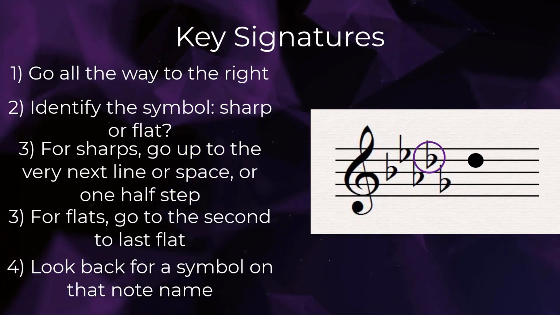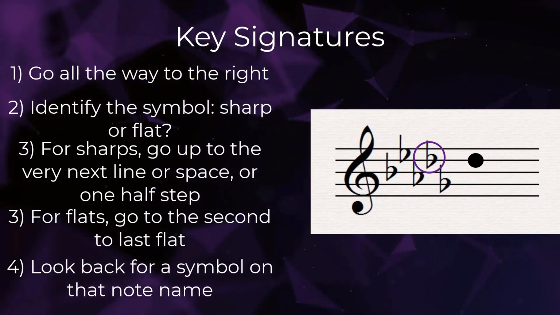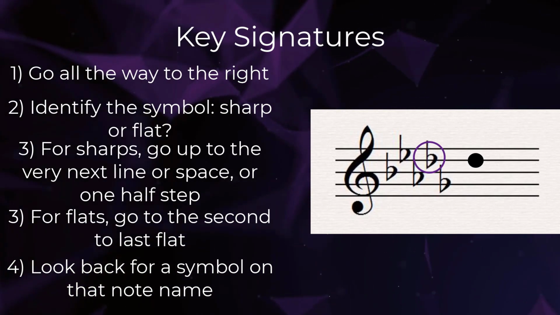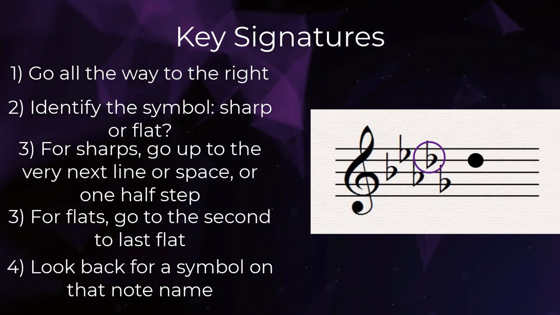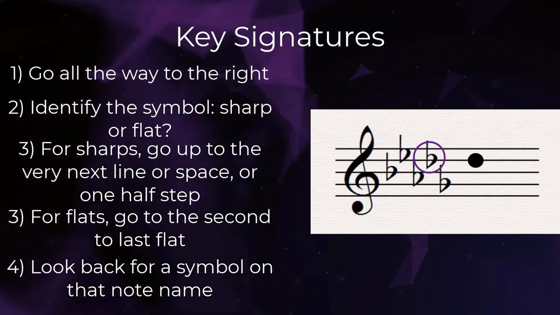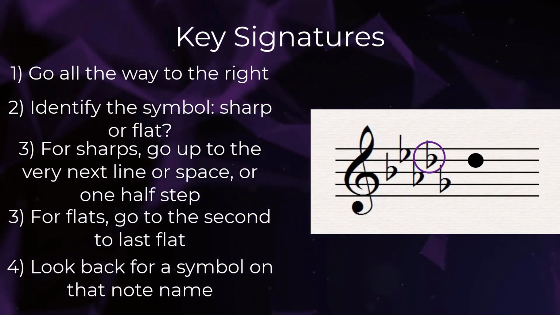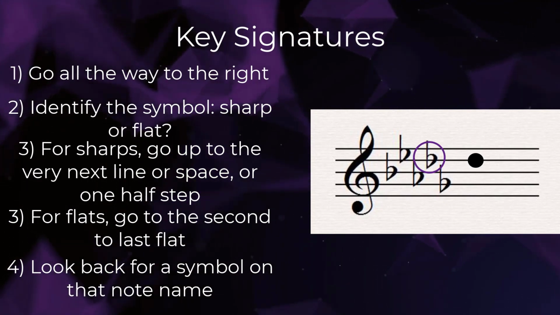Now the same last step occurs. We look in the key signature to see if there is an accidental on that line or space. If there is, like in this instance, we must include the flat in our key name. So this isn't D major, it is D flat major.